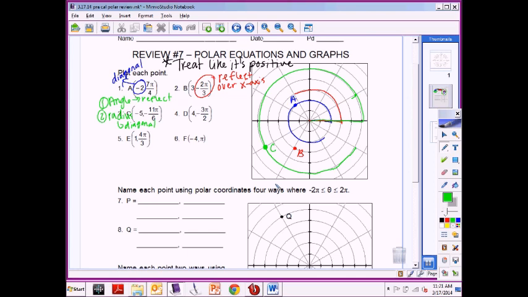All right, so 4, 5, and 6 are for you to do on your own. The answers to all your problems are on the back and on the bottom. The reason I gave you the answers is because I want you to do the problems and check to make sure that you're doing them correctly. I will not be collecting your review for a grade. It is strictly for you to review and practice.